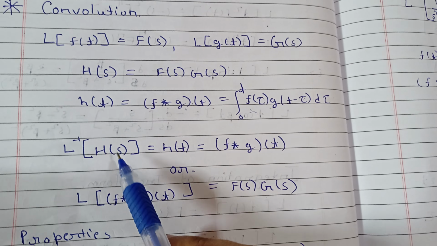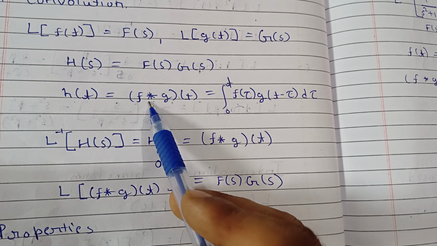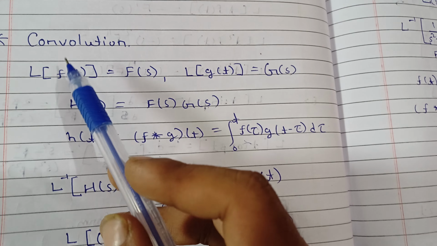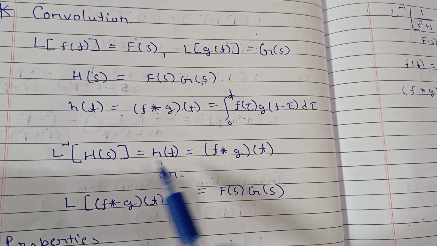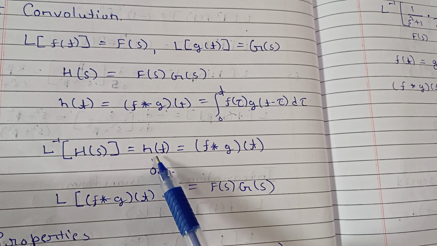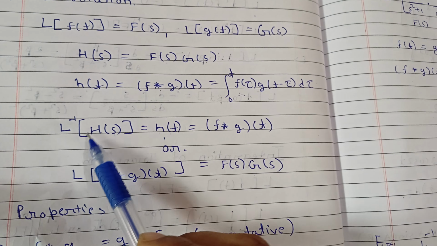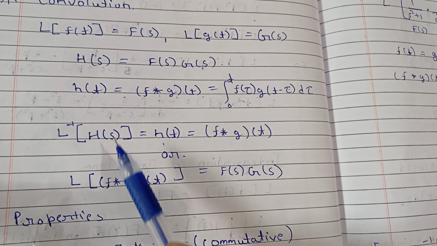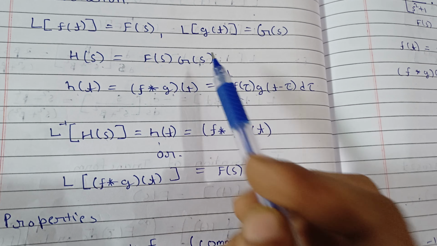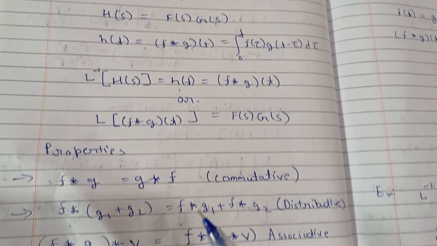L inverse of H(s) equals h(t), as I already told you, and h(t) is equal to the convolution of f and g. So if you can find the convolution of f and g, that will give you h(t). Or you can just take the Laplace transform, L of the convolution of f and g, which will be equal to H(s), and H(s) is nothing but F(s) G(s). So if you know this, you can just calculate directly.